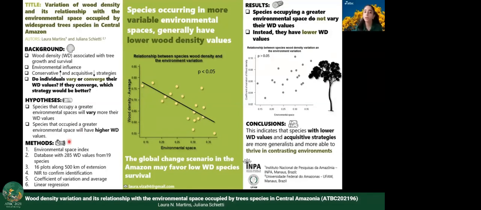We made an environmental space index based on characteristics of the plots where we found the individuals of our target species. A smaller number represents that these species live only in a restricted area, and the highest number represents that these species are more widespread and live under greater environmental conditions, a variety of environmental conditions. So these species are more generalist.